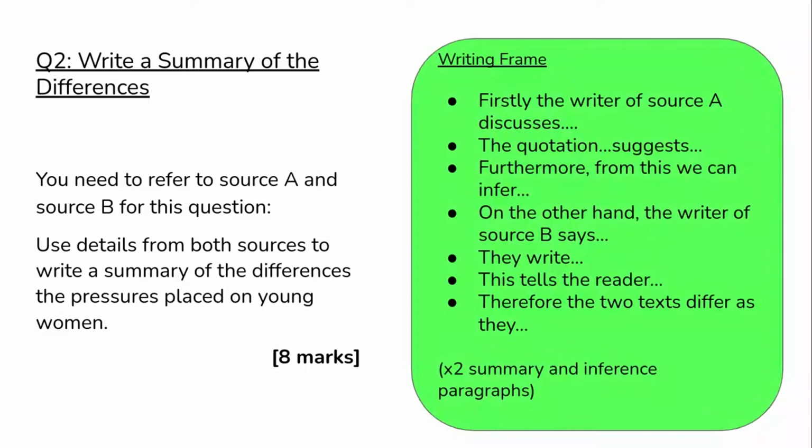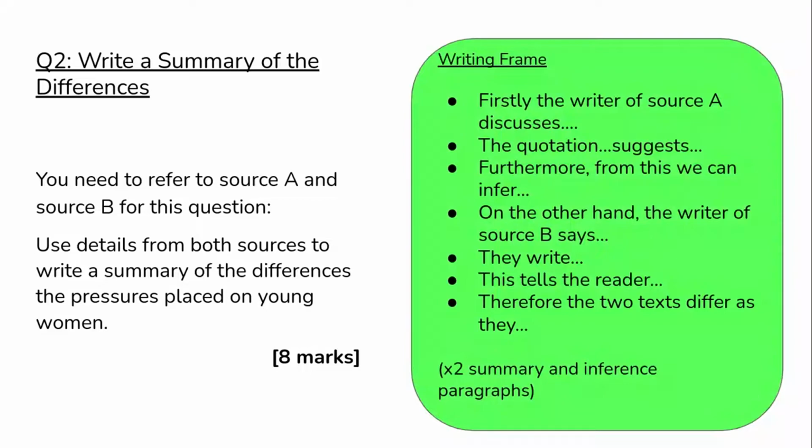But the inference you're making there is the difference between those two tones, and that's what you need to do in this question. In order to get the higher marks, you need to make inferences about both of them, i.e., what is the writer really saying? That is why there is the bullet point directing you, furthermore, from this we can infer. This is a reminder that you have to do it for each source. You, of course, need to use quotes properly too from both sources, and that is also indicated in the writing frame. You can see there at the end, therefore the two texts differ as they.